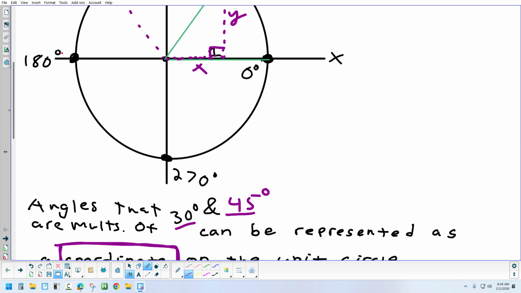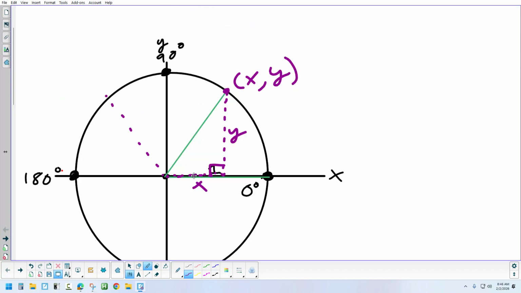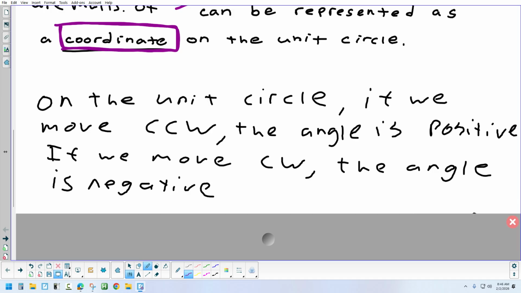Now there are 2 directions we can rotate. In this case, I went like that. Does anyone remember if you rotate counterclockwise, is that the positive direction or negative direction? Yeah, that's positive. If I went clockwise, that would be a negative. Yep. In general, we'd rather work with positive angles than negative angles. Positive is just easier to do the arithmetic.